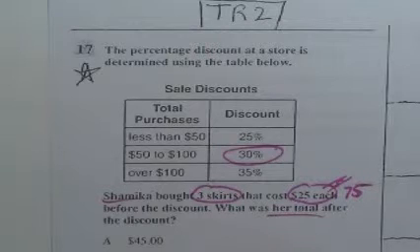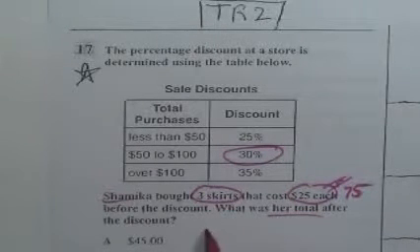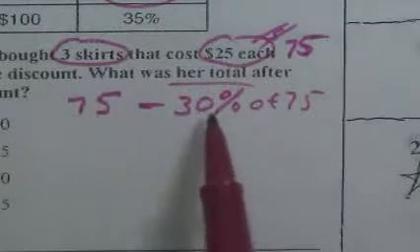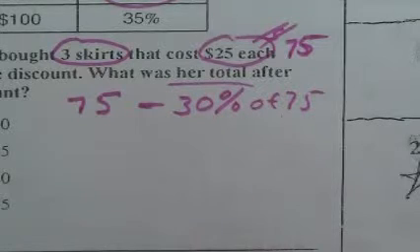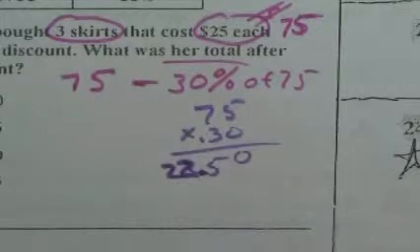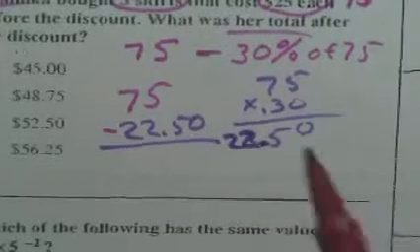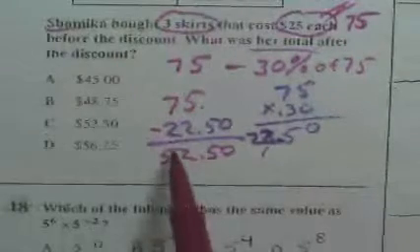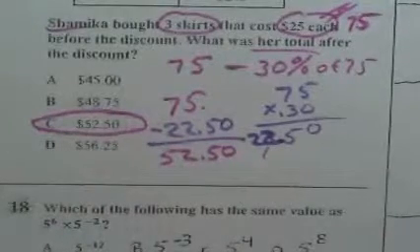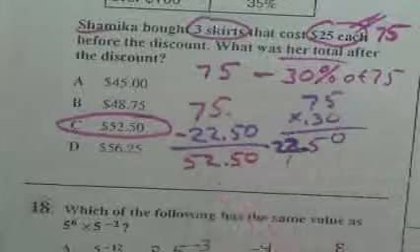What's her total after the discount? So it's $75 minus 30% of $75. And 30% of 75 is $22.50. So we have 75 minus $22.50, and that's $52.50. So there's our answer. We had to figure out the discount, the percentage, and subtract that from the total, and it's $52.50.